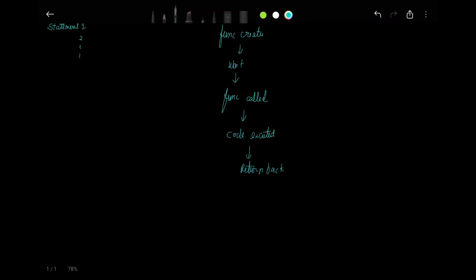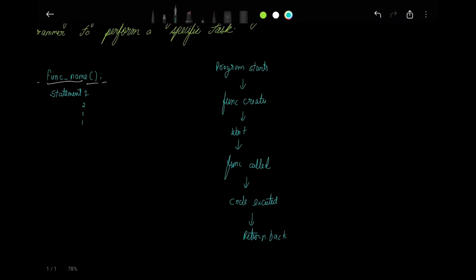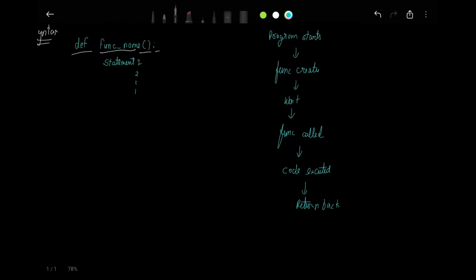Notice something important. When we create a function, Python does not execute it immediately. It only stores the function in memory. The function runs only when we call it.